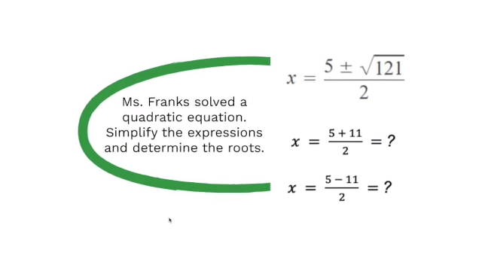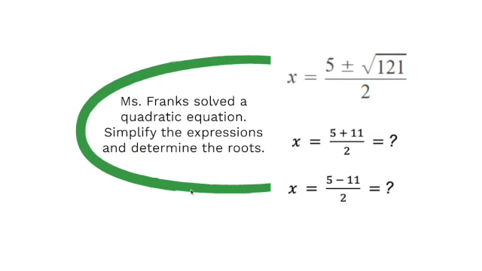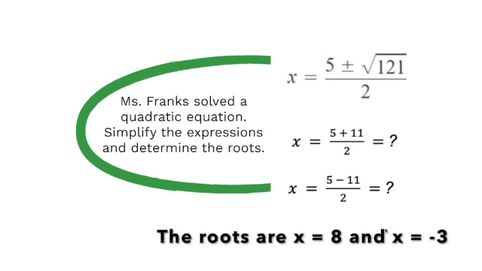Your turn. Ms. Frank solved a quadratic equation. After simplifying, she wrote x is equal to 5 plus or minus the square root of 121 divided by 2. Simplify the expressions and determine the roots. Great job. After simplifying the first expression, 5 plus 11 is 16, and 16 divided by 2 is 8. For the second root, 5 minus 11 is negative 6, divided by 2 is negative 3. The roots are 8 and negative 3.